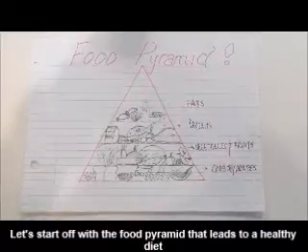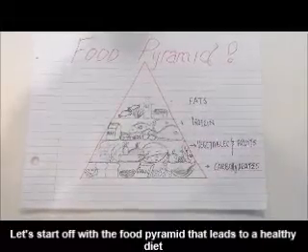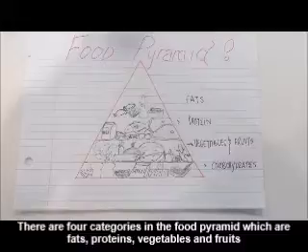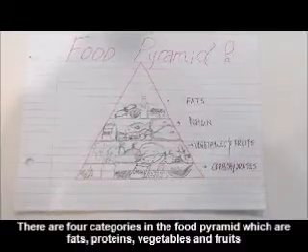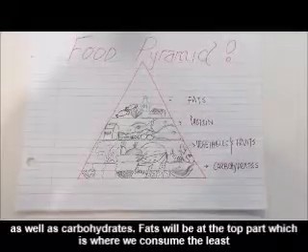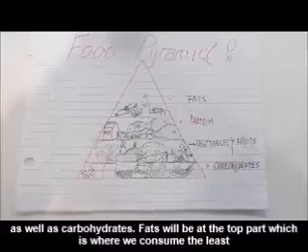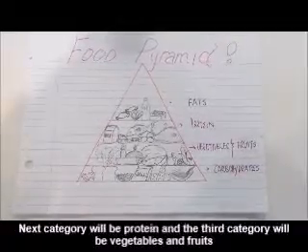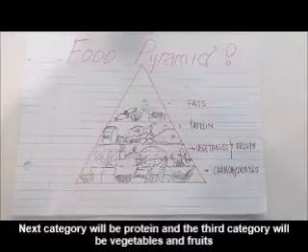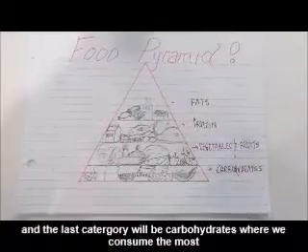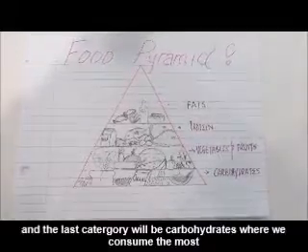Let's start off with the food pyramid that leads to a healthy diet. There are four categories in the food pyramid, which are fats, proteins, vegetables and fruits, as well as carbohydrates. Fats will be at the top part, which is where we consume the least. Next category will be protein, and the third category will be vegetables and fruits, and the last category will be carbohydrates, where we consume the most.